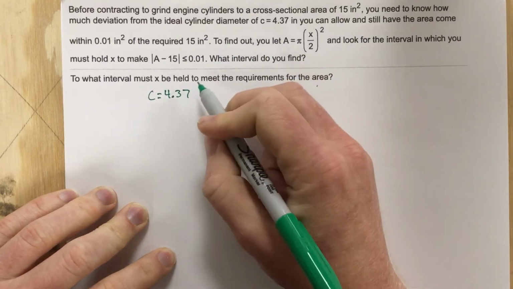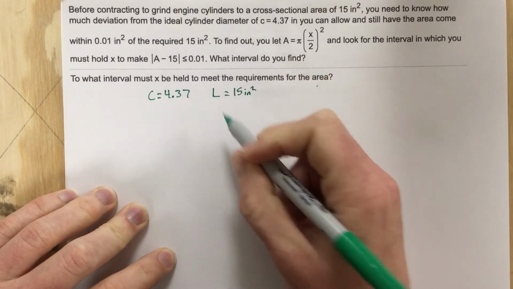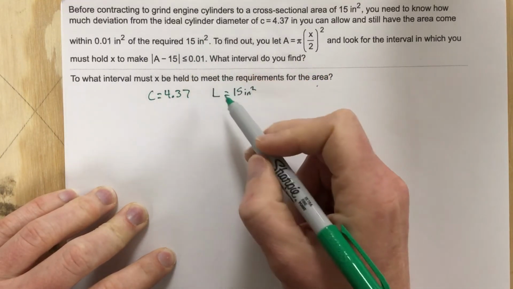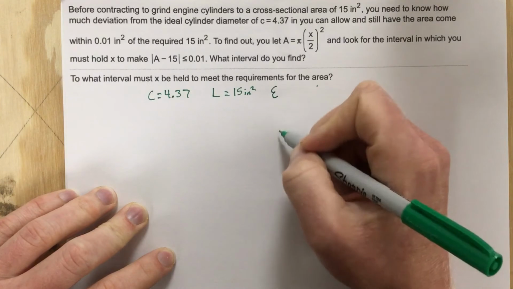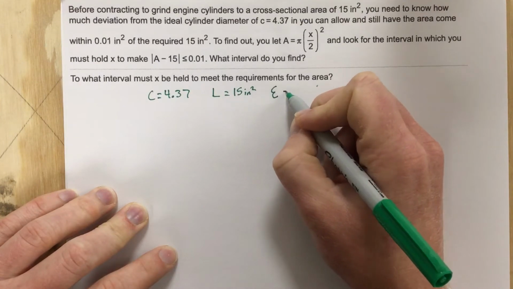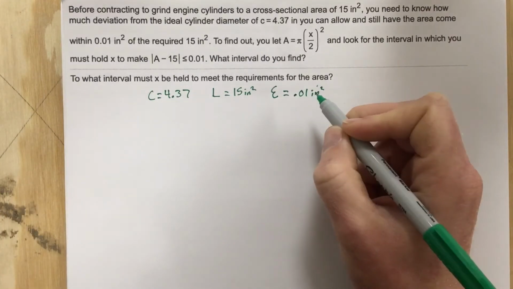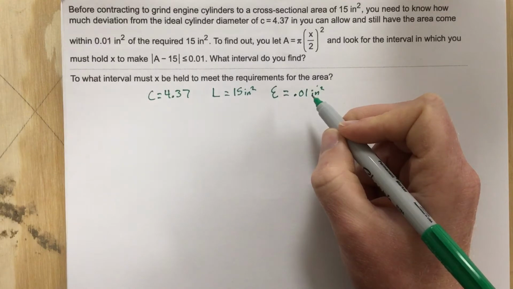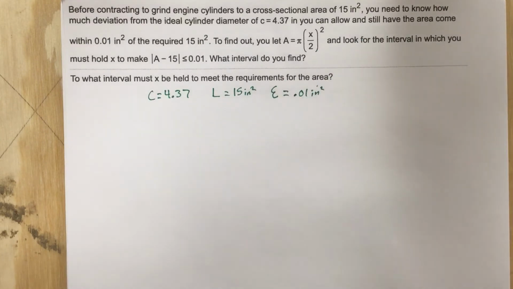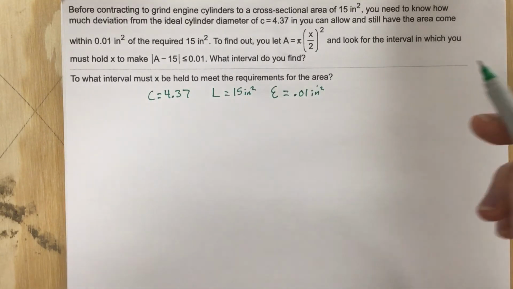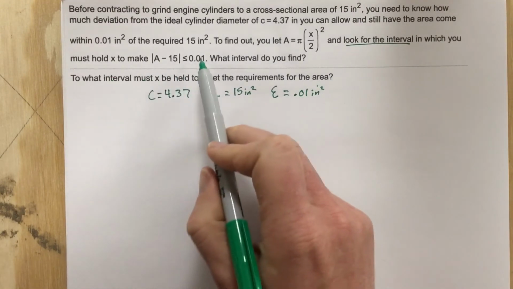We know that L is 15 inches squared because that's what is required. So that's the limit that we need. We know that epsilon is going to equal 0.01 inches squared, meaning that we have to be within 0.01 inches squared of 15 inches squared for this product to be a good product. They want us to look for the interval in which you must hold x to make this true.